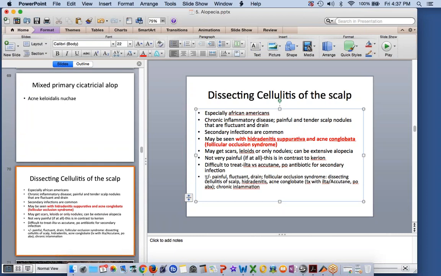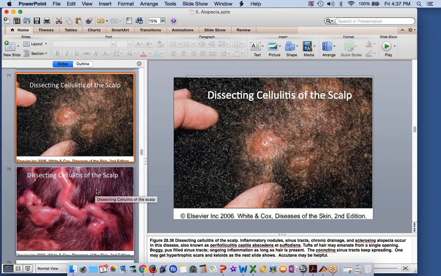And this is something that, you know, it's chronic, it's inflamed, it's painful, and you'll see it looks terrible when you look at a scalp like this. This is what it looks like. It has these sinuses, okay, whereby they drain. They're buggy, they're painful, they drain. They can form tracts like this, and sometimes they form these little nodules.